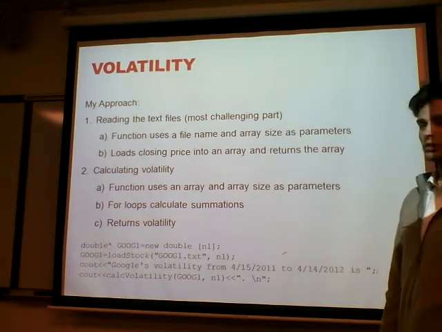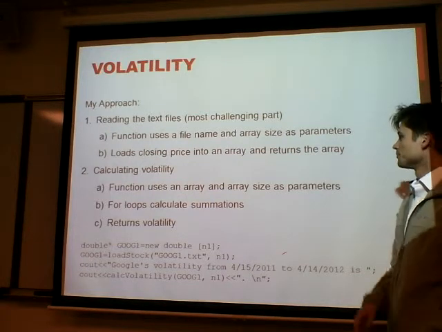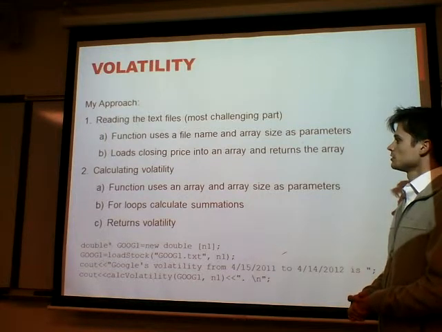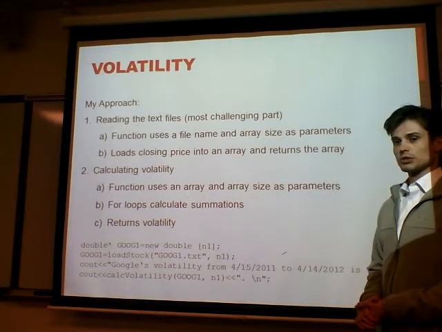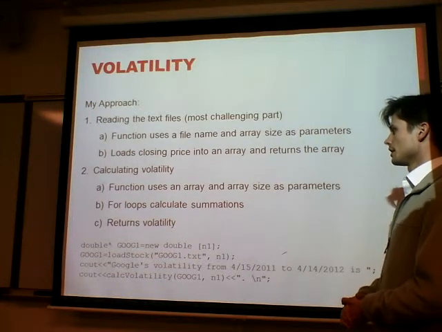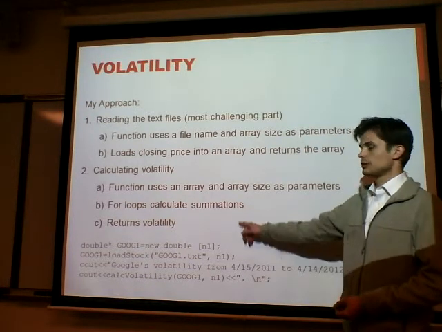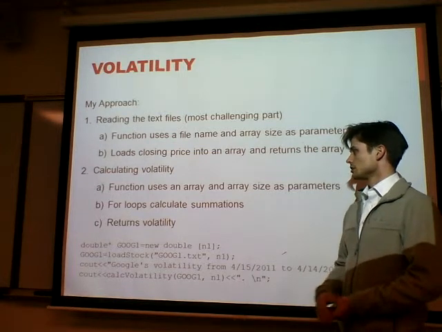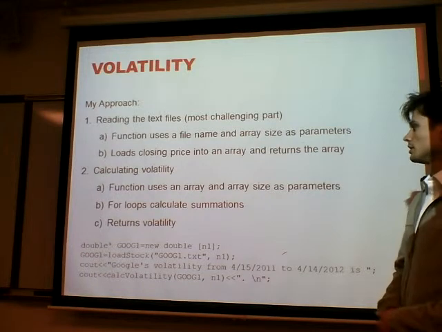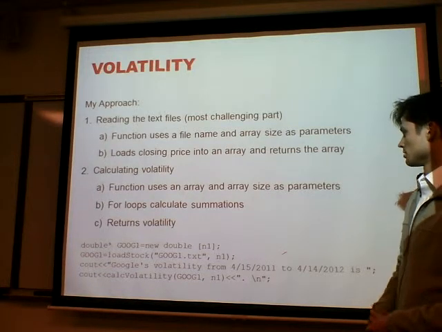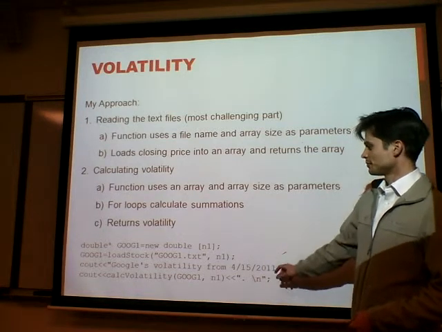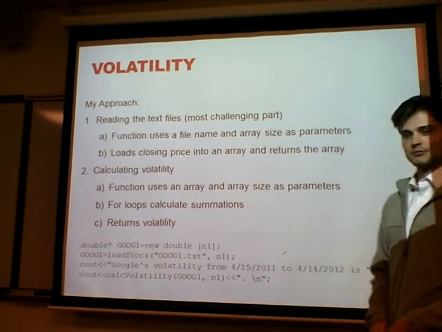Okay, now the volatility equation. Pretty much what it uses as parameters is the closing prices, so the array, as well as the array size. And I use for loops for the summation, and then just basic algebra to finish the calculation and return volatility. And so this is pretty much from start to finish my volatility calculation.